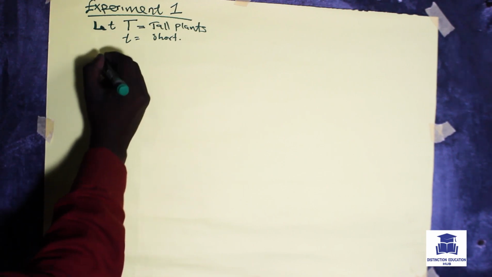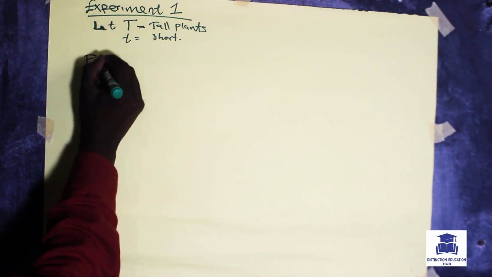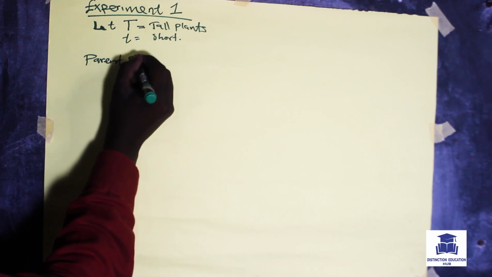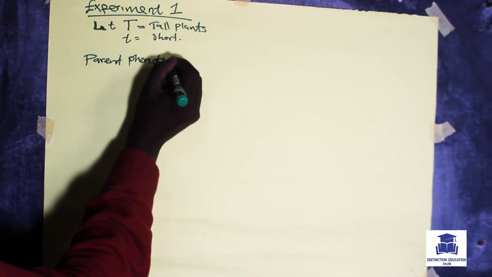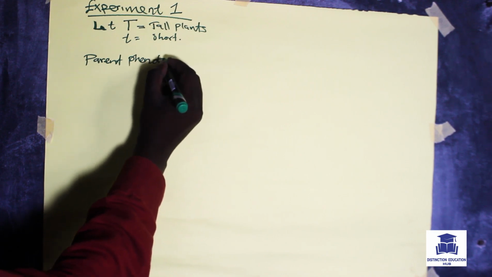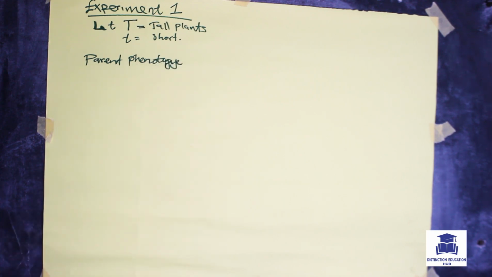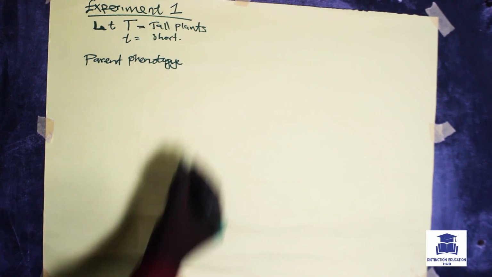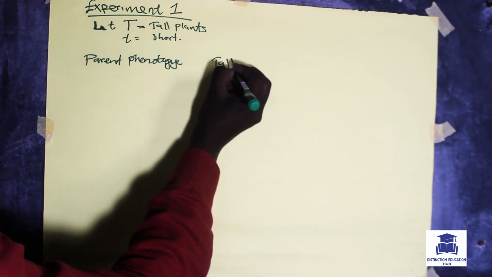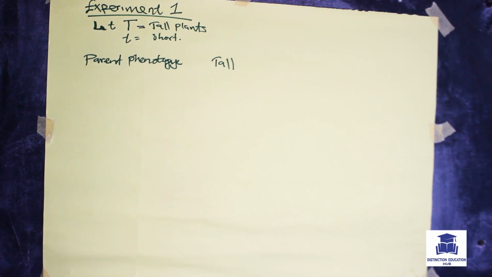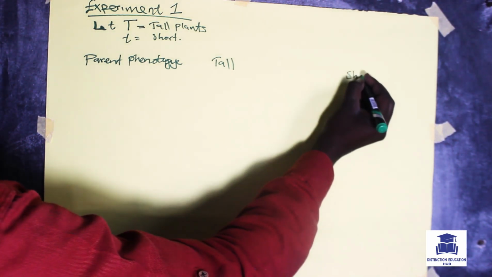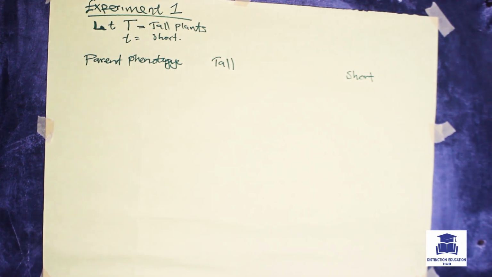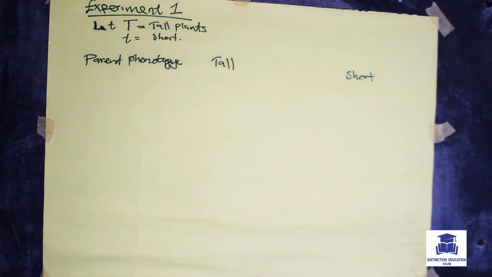Secondly, we are going to have the parent phenotype. Remember, we talked about the phenotype. The parent phenotype in this case is tall, and also short. So we have tall and we have short.